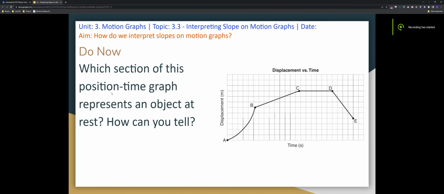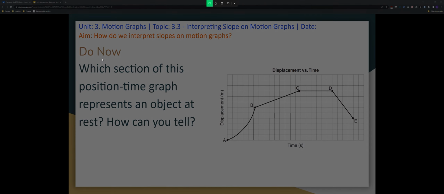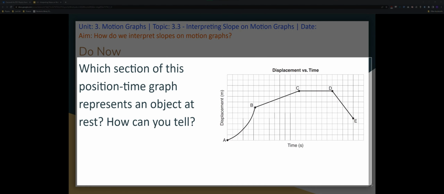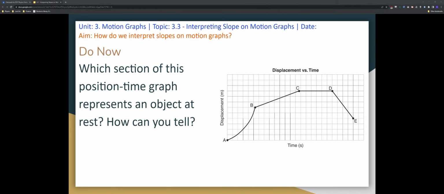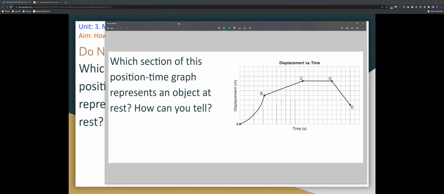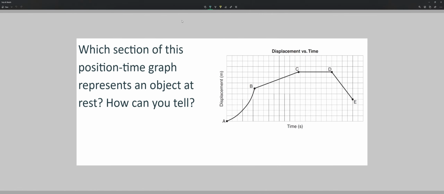All right, so this is going to be a lesson on topic 3.3, interpreting slope on motion graphs. So the do now question here says, which section of this position time graph represents an object at rest? Well, how can you tell?